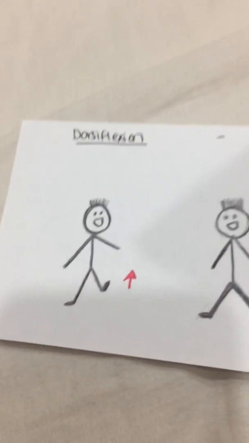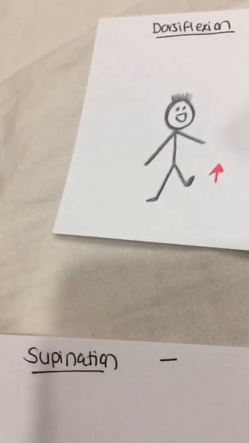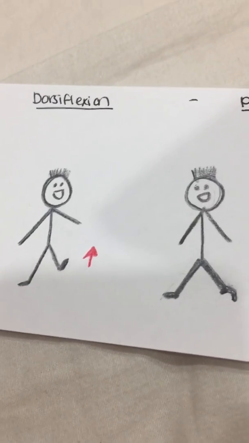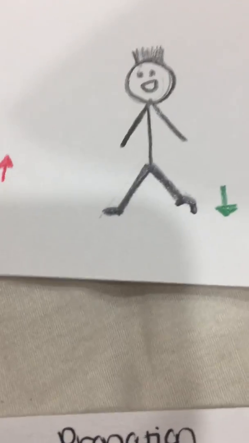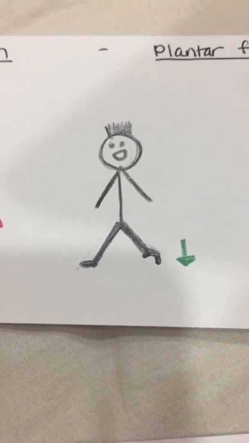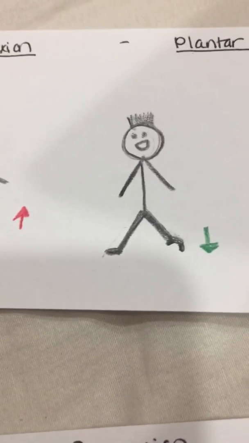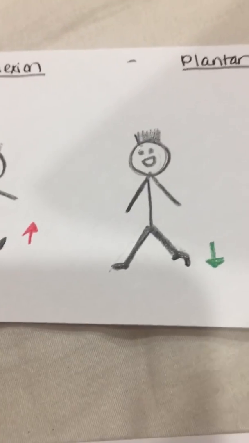And here we have dorsiflexion and plantar flexion. So dorsiflexion is where his toes are pointing upward and they're elevated. And here it's almost like he's doing ballet where his toes are pointing downward. So it's a little dramatic drawing of his foot pointing downwards.